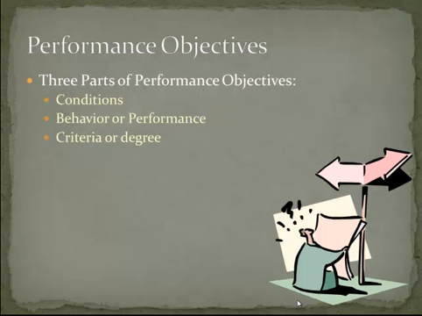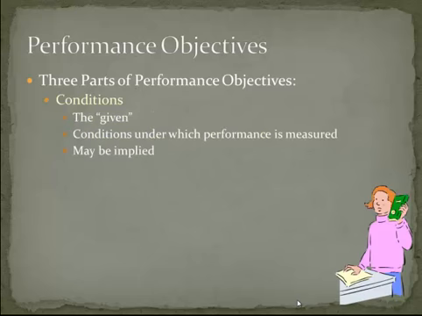There are many ways to write performance objectives. We're going to use a 3-part method. The 3 parts that we're going to use are conditions, behavior, and degree. The conditions are the given, the conditions under which the performance is measured. What are they given? What do they have with which to demonstrate this performance? The given may be implied, particularly if they have to write a response.